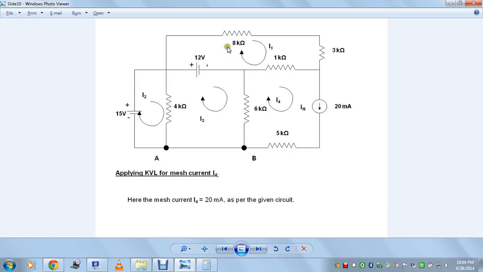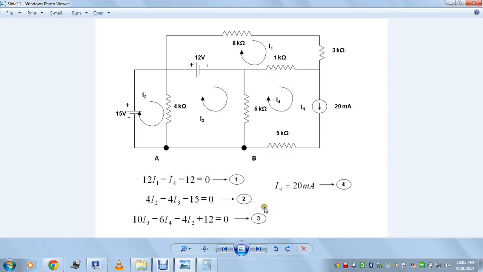So we have 4 unknowns and 4 equations developed so far, and I'll just show you how to solve these 4 equations in a simple method. So we have these 4 equations, equation 1, 2, 3 and 4. There are 4 unknowns I1, I2, I3, I4, and 4 equations. I'll show you how to solve all these 4 equations in a very simple manner.